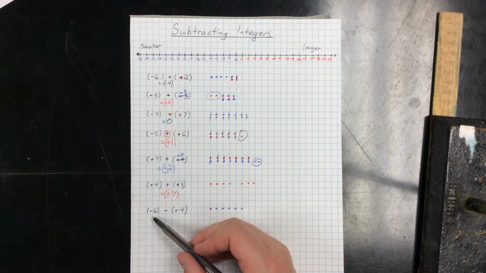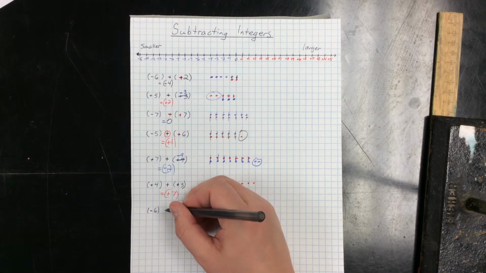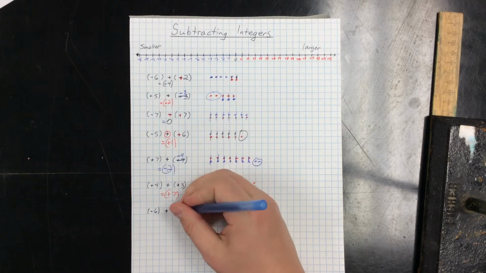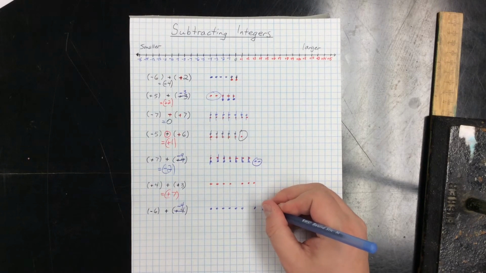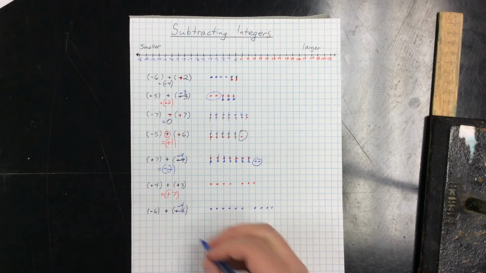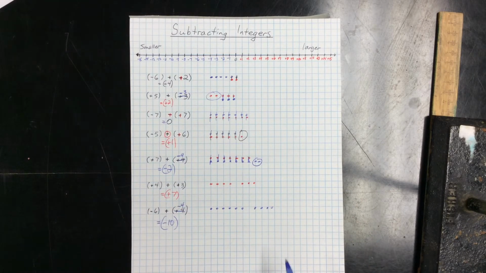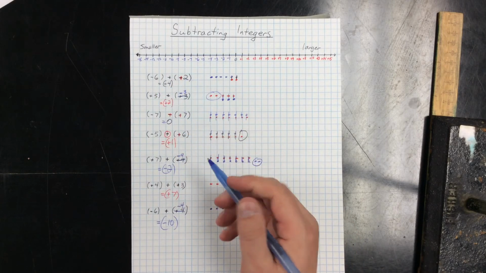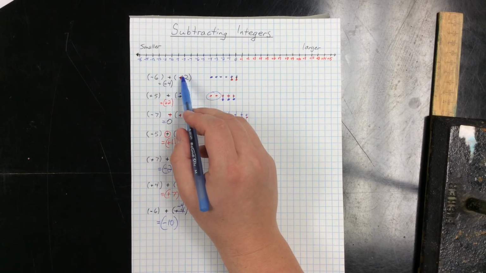If I had negative 6, subtract positive 4, this is the same as adding negative 4. So I had negative 6, and I got 4 more. I end up with an answer of negative 10. So in all these cases, we can think about changing the subtraction to an addition, and then adding its opposite.